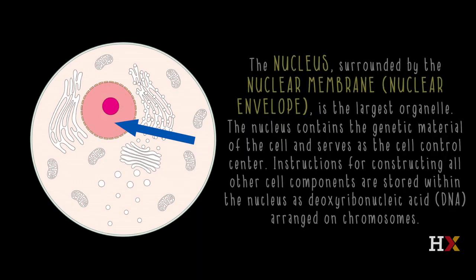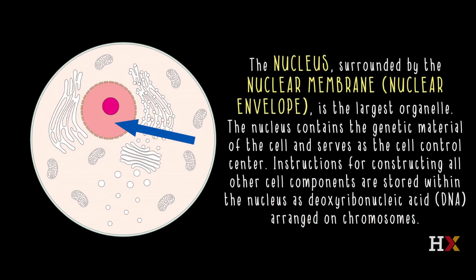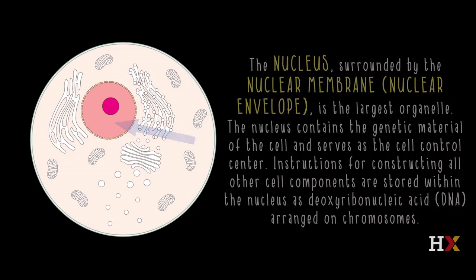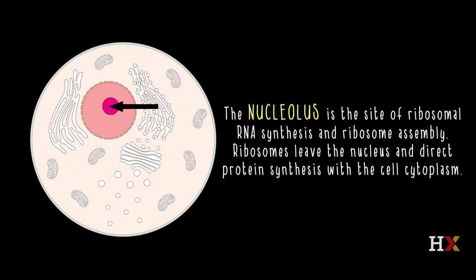The nucleus is surrounded by a nuclear membrane or nuclear envelope, and the nucleus is the largest of the organelles of a cell. The nucleus contains the genetic material of the cell and serves as the control center for the cell itself. Instructions for coding and constructing all the other cell components are stored within the nucleus as DNA, which is arranged on chromosomes. The black arrow is pointing to the nucleolus, which is the site of ribosomal RNA synthesis and ribosome assembly. Ribosomes will leave the nucleus and enter the cytoplasm to direct protein synthesis for the other organelles.